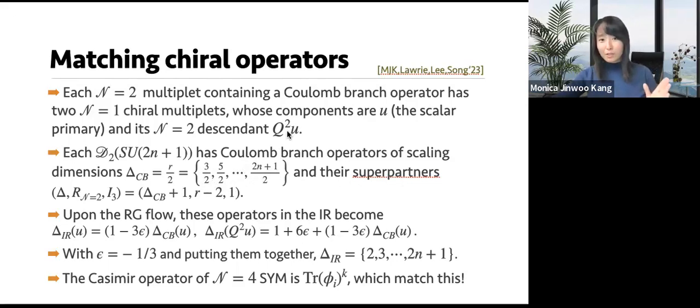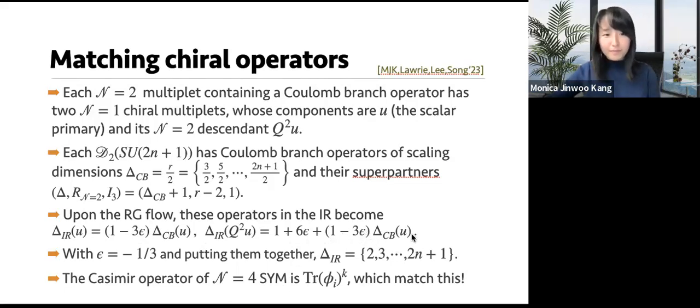And their superpartners come from the Q squared U. That will give you this plus 1 in the scaling dimensions, and that will be minus 2, and this will be now 1. Now, upon the RG flow, we'll have to look into these two operators in the IR. Through mixing parameters, with epsilon being 1/3, minus 1/3, if you plug in epsilon equals minus 1/3, it'll give you 2, I think minus 1 plus 2 of this.